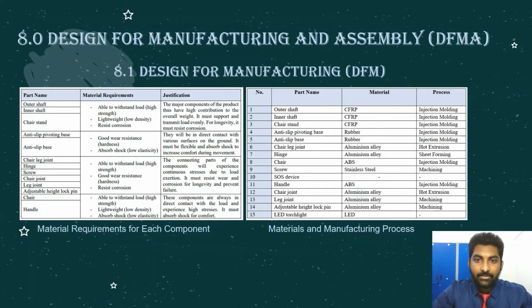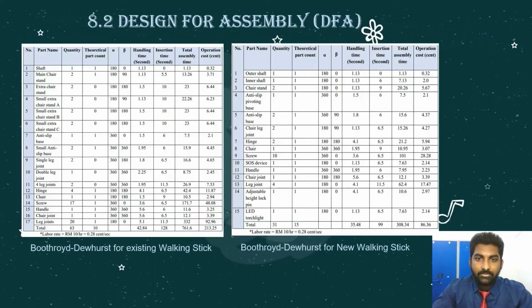DFMA is an engineering approach that prioritizes product part simplification and improves assembly into the finished good. There are 2 types of techniques under DFMA, which are design for manufacturing and design for assembly. Firstly, design for manufacturing is a method emphasizing material selection and designing for an easy manufacturing process. Thus, we need to identify the material for each part and figure out the most suitable manufacturing process to produce them. Next, the other technique under DFMA is design for assembly.